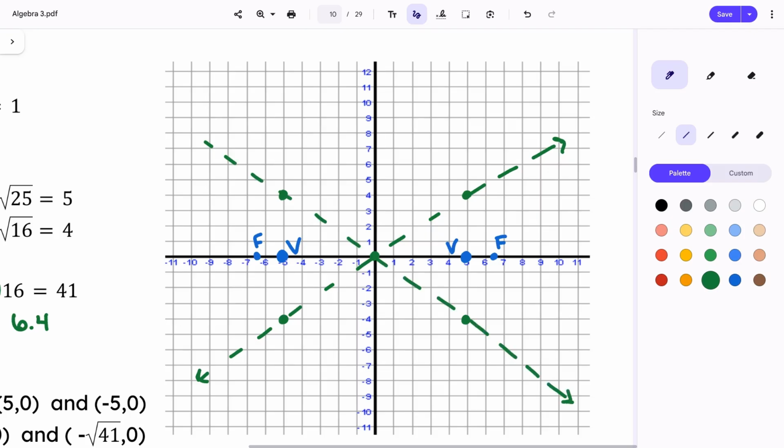So it's like you're making a big X there on your graph. Those are those asymptote lines. Like I said, these are your boundaries. This allows you to know where your branches should go.